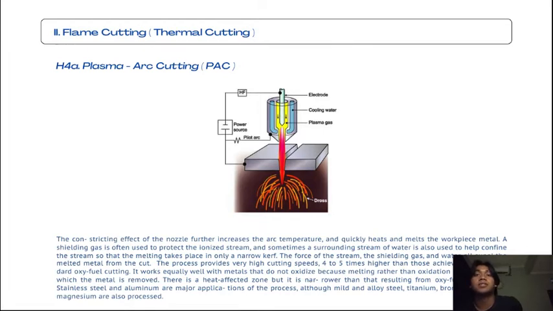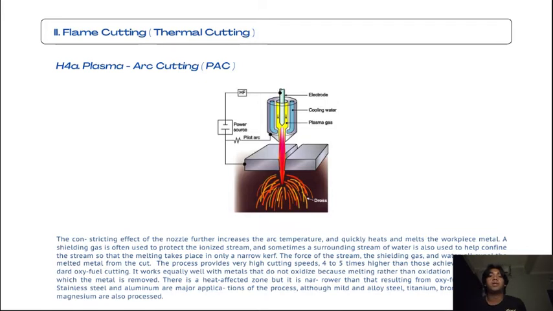So the process provides very high cutting speed, 4 to 5 times higher than those achievable with standard oxy-fuel cutting. It works equally well with metals that do not oxidize because melting rather than oxidation is the means by which the metal is removed. There is a heat affected zone but it is narrower than that resulting from oxy-fuel gas cutting. Stainless steel and aluminum are major applications for the process, although mild and alloy steel, titanium, bronze, copper, and magnesium are also processed.